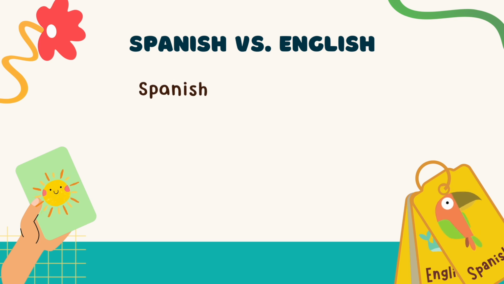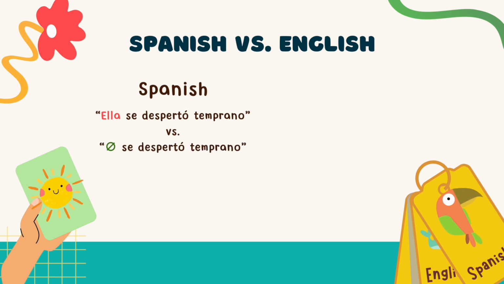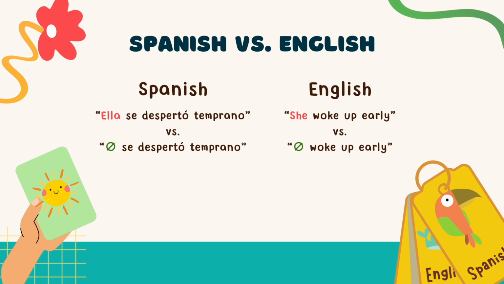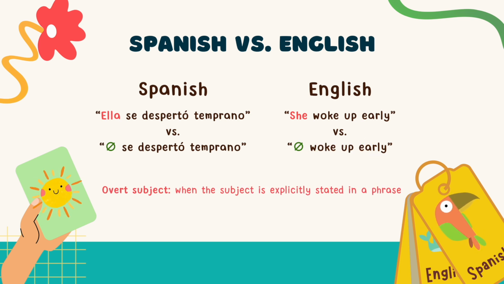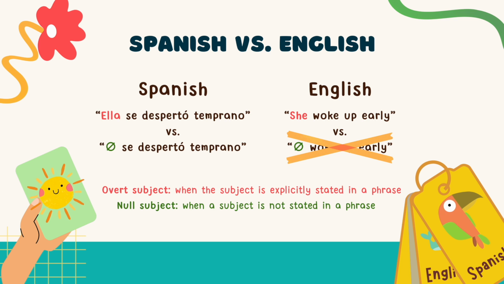As mentioned before, Spanish is a pro-drop language, meaning the sentences ella se despertó temprano and se despertó temprano are both accepted and grammatical utterances. English is not a pro-drop language, so the phrase she woke up early is grammatical, but the phrase woke up early is not. So when a subject is explicitly stated in a phrase like ella or she, it is called an overt subject. And when a subject is not explicitly stated, it is called a null subject, which is represented by the circle with the line through it.